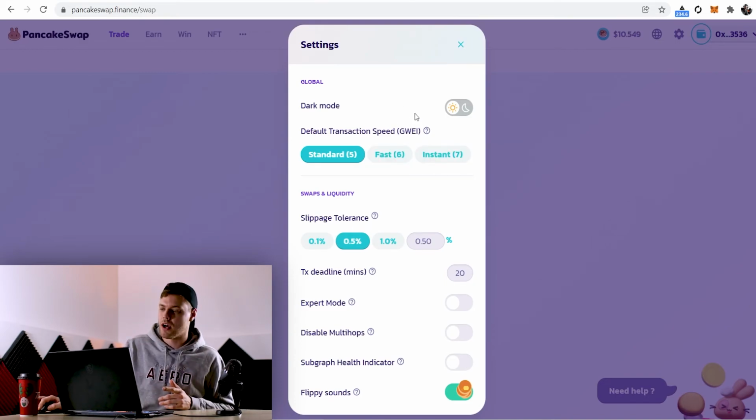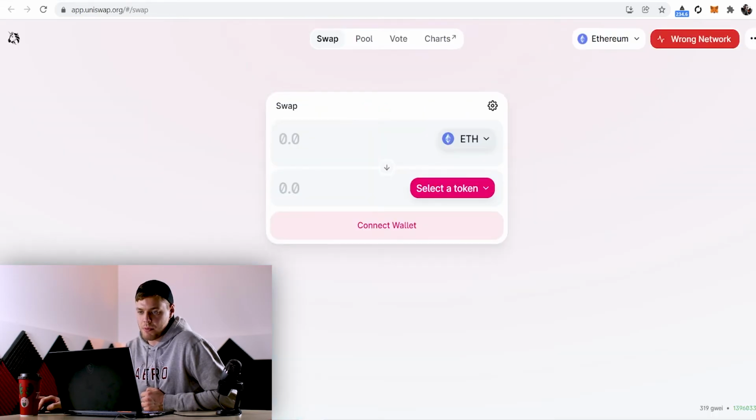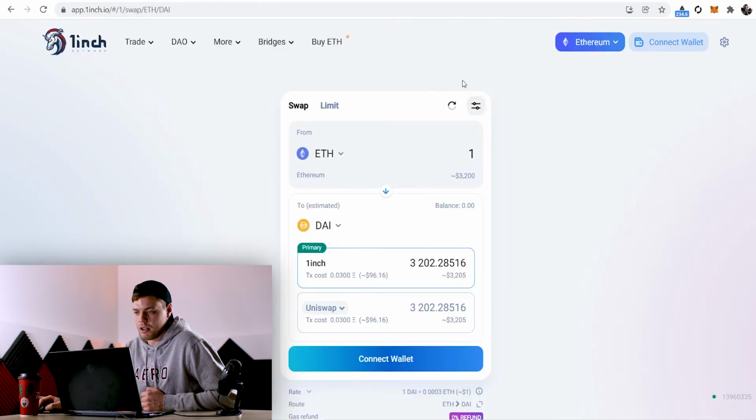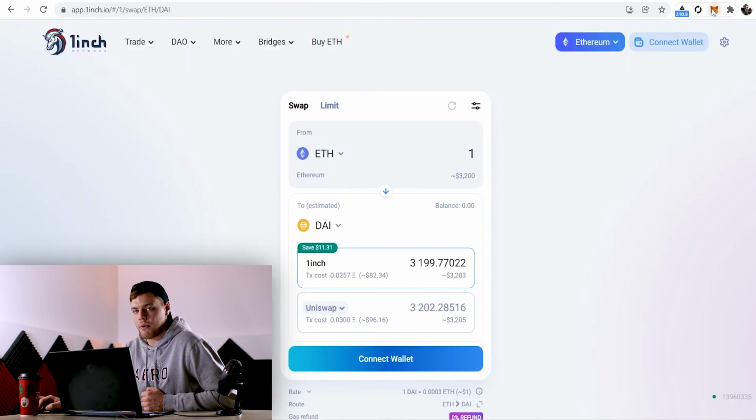So that is it for this video. Hopefully now you have a better understanding of decentralized exchanges. You can see that if I swap between all of these exchanges, they're all literally the same thing. They just look slightly different. And so it's just a matter of adding the network to your MetaMask.